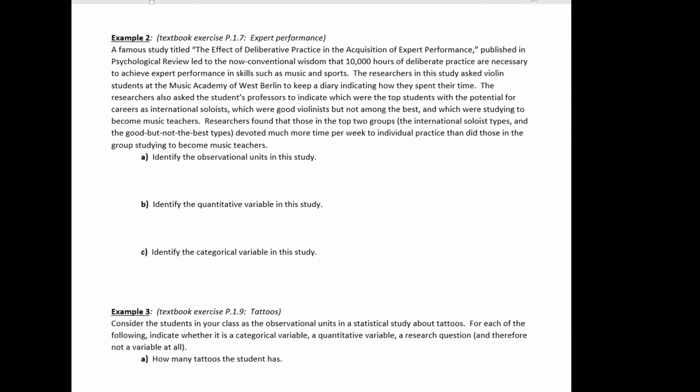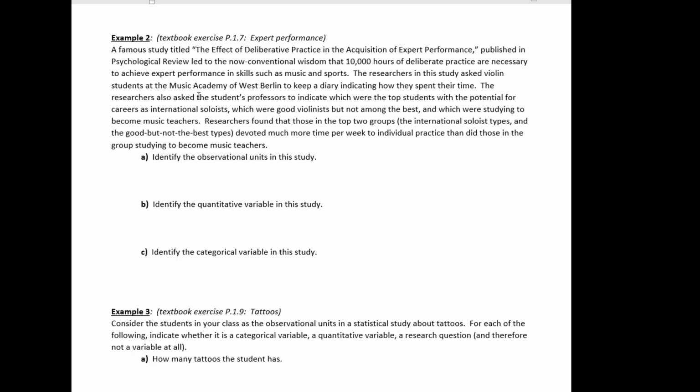All right, let's try example 2. Example 2, again, is from section P.1. It's an exercise. It says a famous study titled The Effect of Deliberative Practice in the Acquisition of Expert Performance, published in Psychological Review, led to the now conventional wisdom that 10,000 hours of deliberative practice are necessary to achieve expert performance in skills such as music and sports. The researchers in this study asked violin students at the Music Academy of West Berlin to keep a diary indicating how they spent their time.